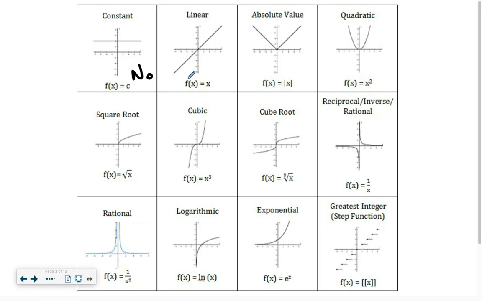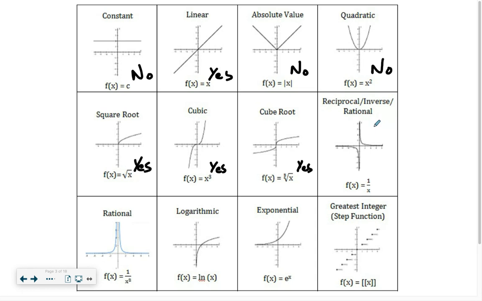Any line would be one-to-one, because I can draw a horizontal line anywhere and not hit more than one point. The absolute value function would not be, because I can draw a horizontal line and hit multiple points. This would not be a one-to-one function. Same idea with the quadratic. If I draw a horizontal line, I can hit more than one point. The square root function would be, and again, same reasoning. If I draw a horizontal line, I'm only going to hit one point anywhere. The parent cubic function would be one-to-one. The cube root function would be one-to-one.